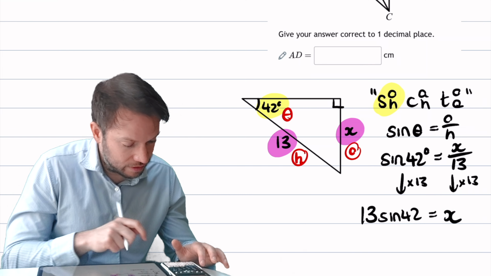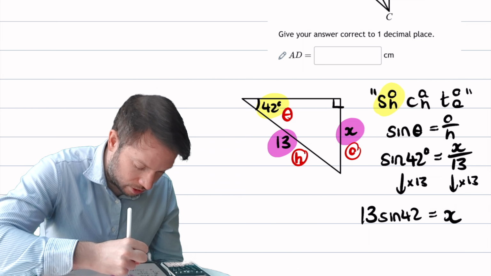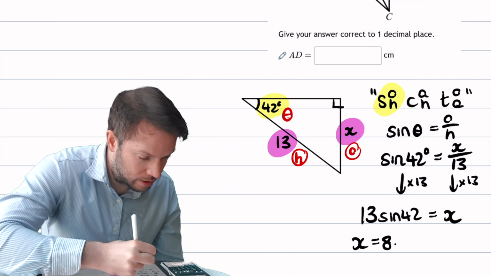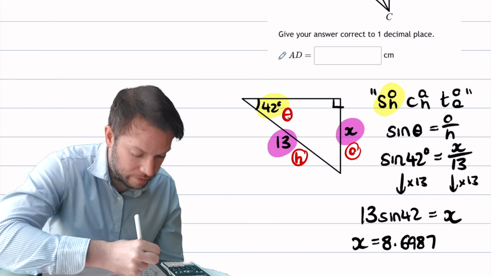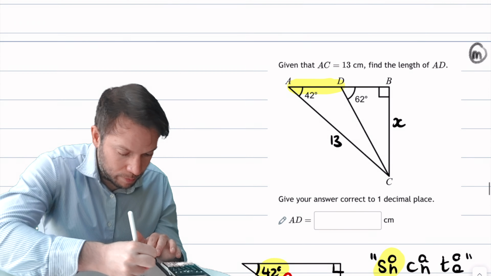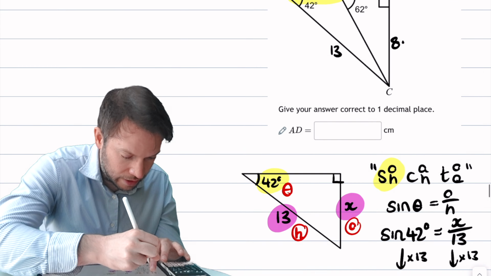So we've got x equals 13 sine 42, which is equal to 8 point, I'm going to put lots of decimal places for the moment, 6987 will do. So I can now write out this x and replace it with 8.6987.